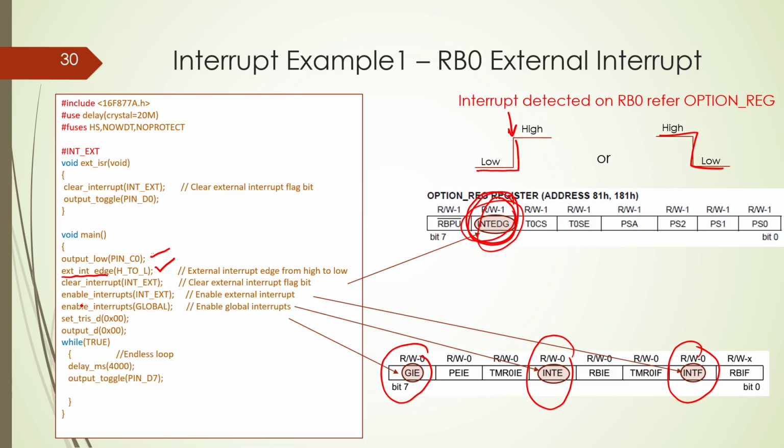And then what happens? Clear interrupt, enable interrupt, which is this one. Clear interrupt is which one is that? Here. Okay, clear interrupt flags. Okay, sorry, this is a bit misleading. This one is here, enable interrupt, and then enable global interrupt, which is this one.